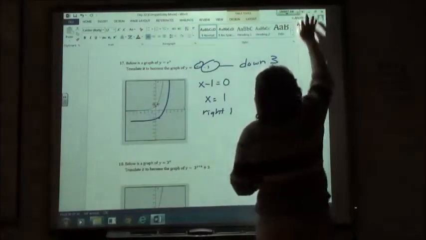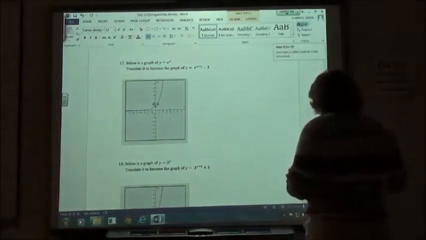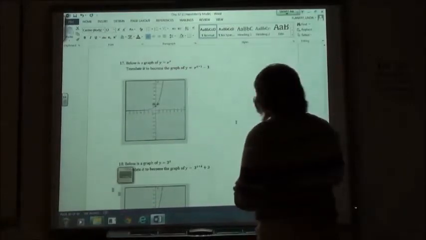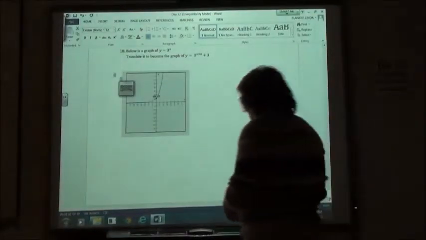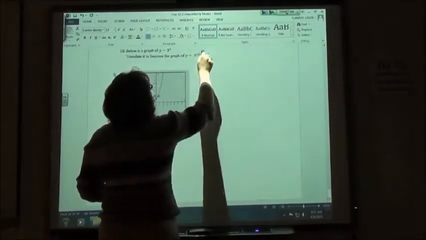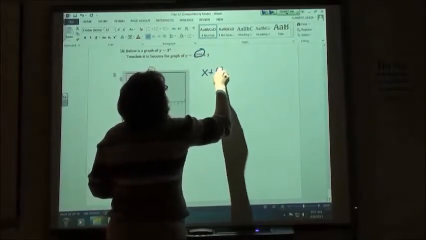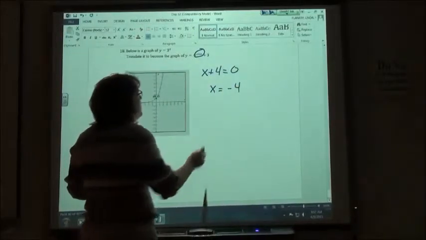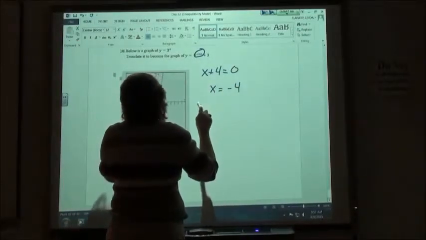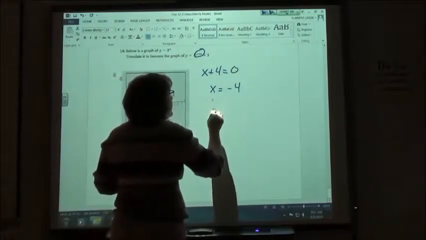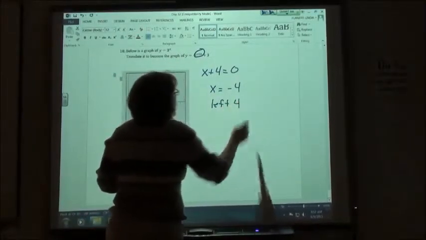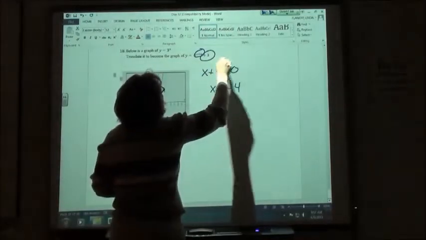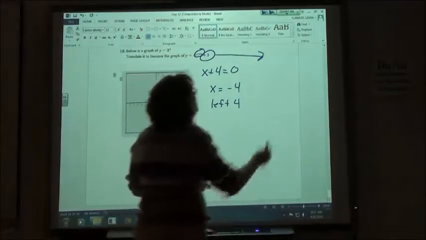All right, and then the last one, number 18. How is that graph going to move? That is x plus 4. X plus 4 equals 0. So x is going to equal negative 4. So it's going to move left 4. And I can see 3. 3 up, because it's a plus 3, right?